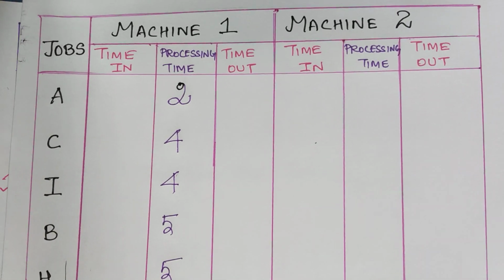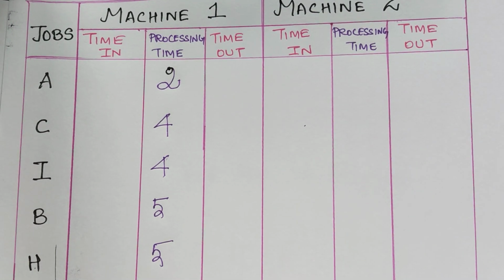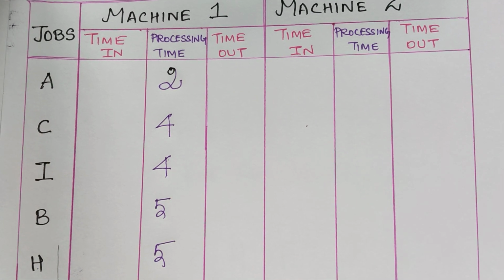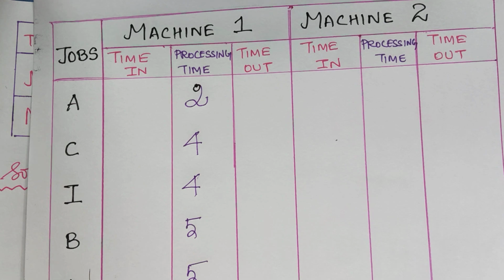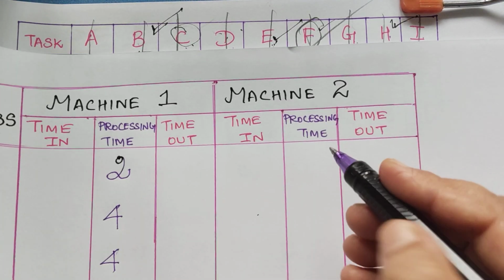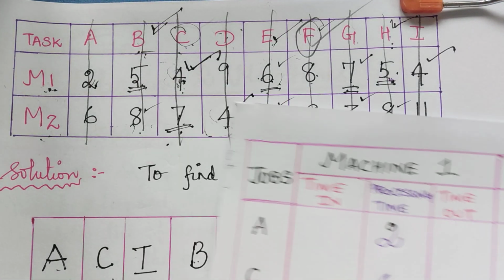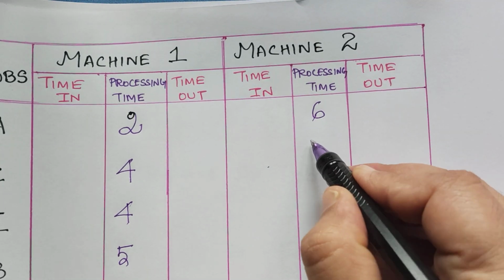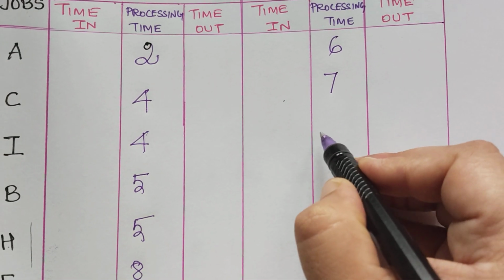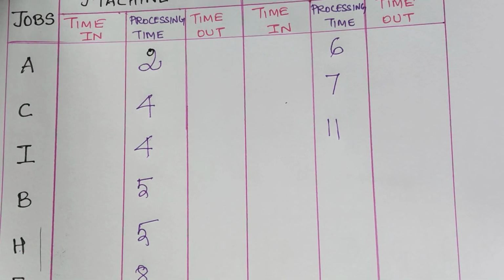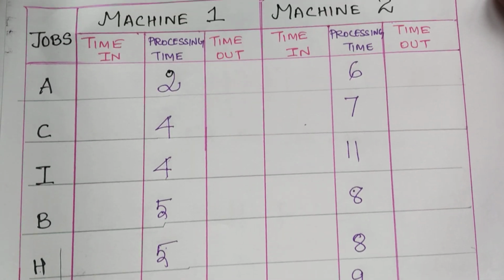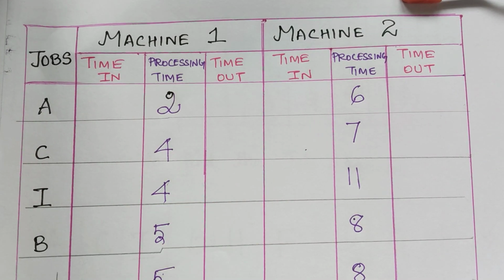You can also do this problem without writing the processing times here, every time looking into the given tabular column and adding. But for convenience, I have divided the tabular column in this form. Then for machine 2 we have to do the same. For A, the processing time in machine 2 is 6, so write that 6 here. For C, it is 7, and then for I, the processing time is 11. Like this we can fill this column. In order not to confuse, after writing all the processing times, I have drawn horizontal lines to distinguish between the jobs.